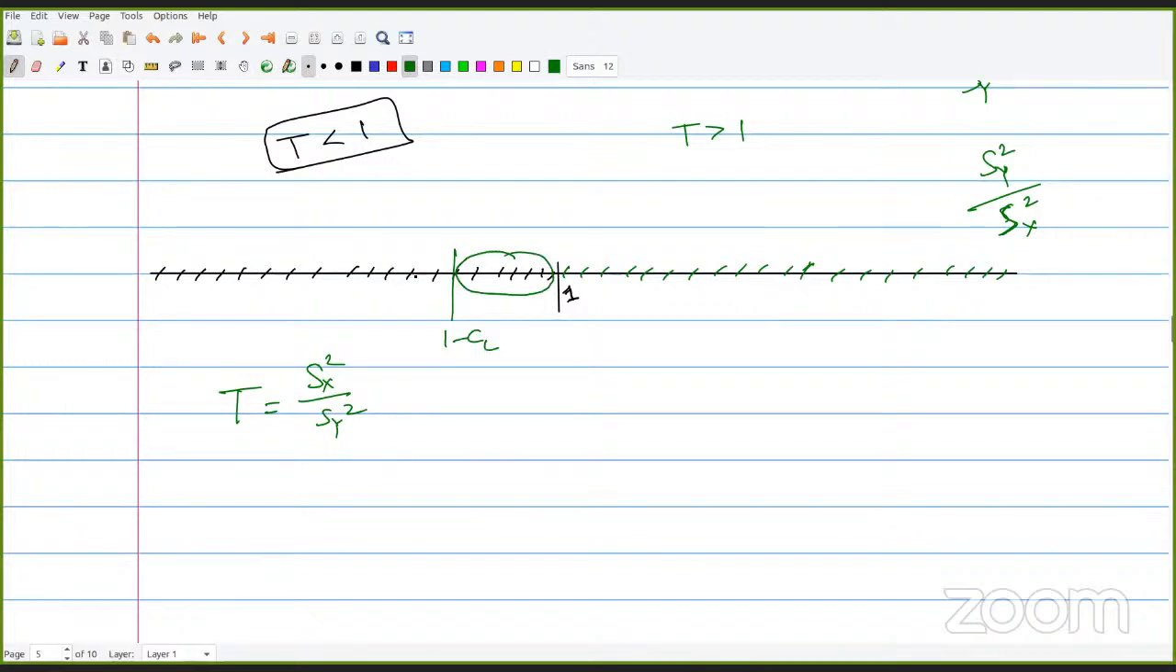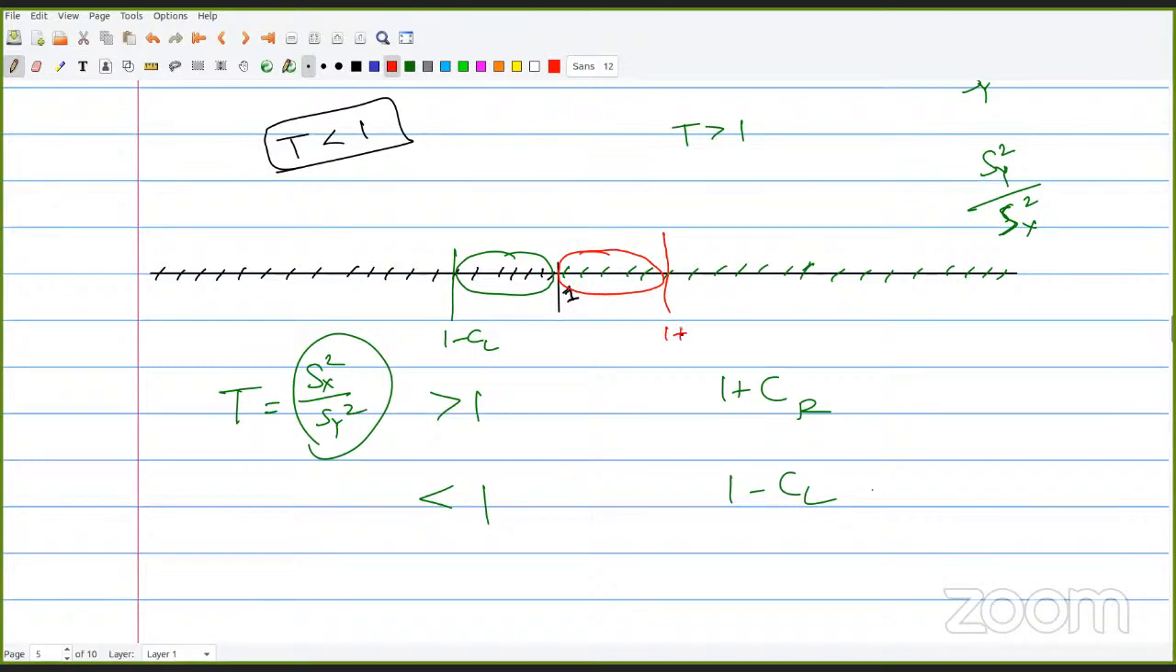So in a real life scenario, we can calculate Sx square by Sy square, whatever value is coming, and accordingly select either 1 plus CR or 1 minus CL and decide. So if this value is greater than 1, you go for 1 plus CR checking. If this is less than 1, you go for 1 minus CL checking. So based on the T, we have to calculate.